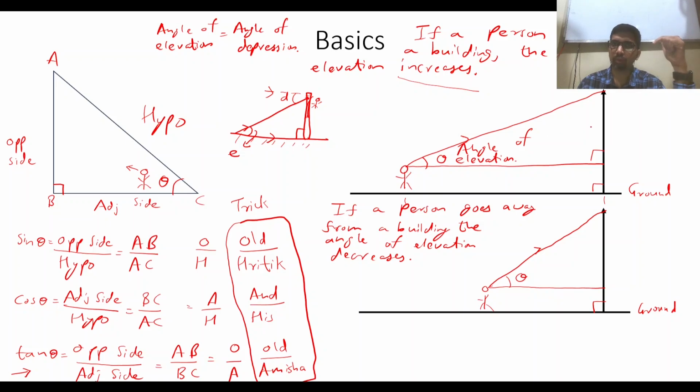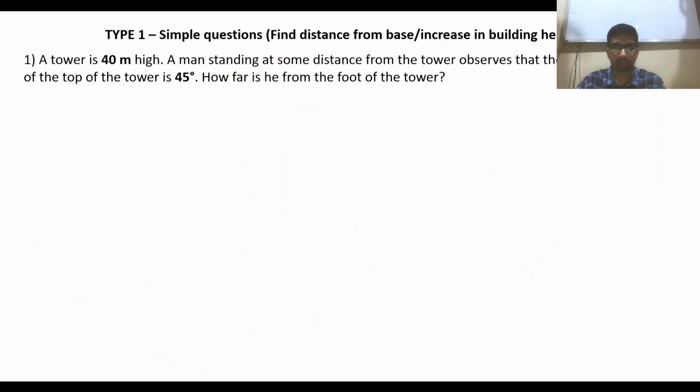If a person is looking at top of a building, that angle is called as angle of elevation. It means you're looking up. And if a person is at top of a building or a cliff and is looking down at the ground, that angle is called as angle of depression. If a person is walking towards a building, the angle of elevation will increase. And if a person is walking away from a building, angle of elevation will decrease. And last concept is angle of elevation is equal to angle of depression. So learn these concepts, and now we'll begin with the questions.